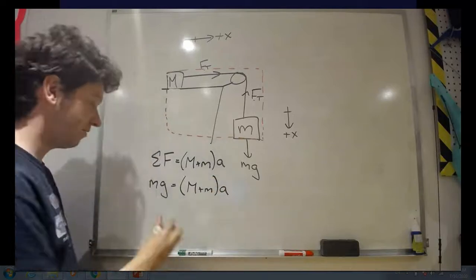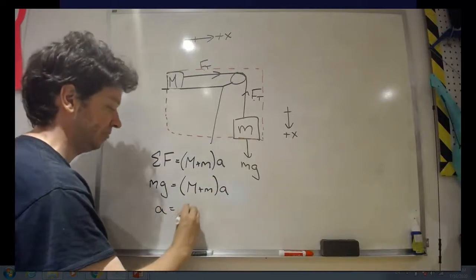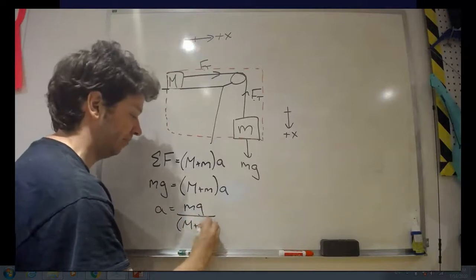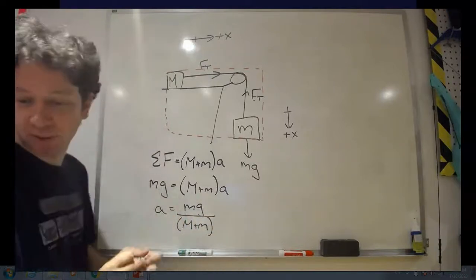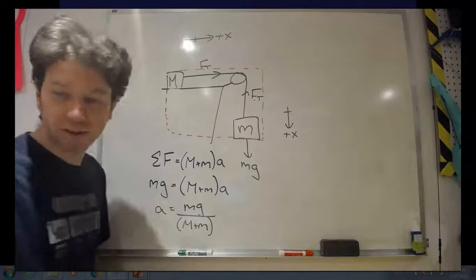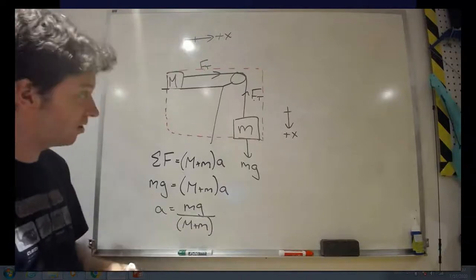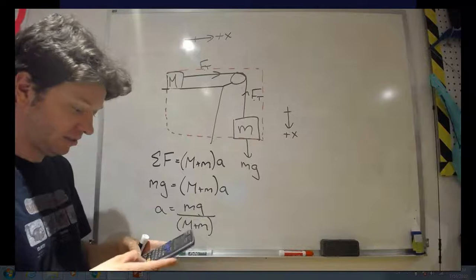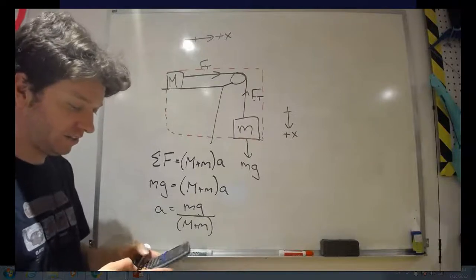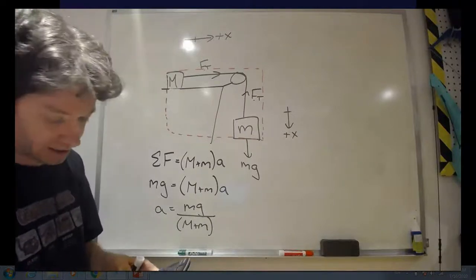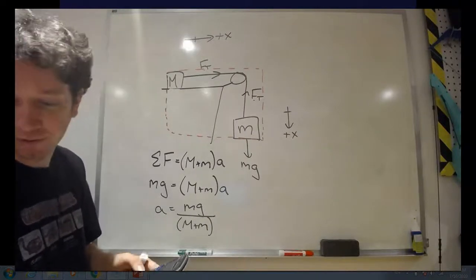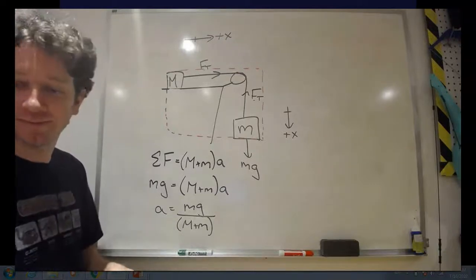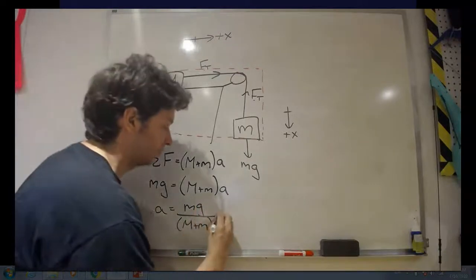And then you can solve for a. a equals mg divided by M plus m. And then we can plug in our values. So small m was 2.3 times 9.81 divided by the sum of both, 2.3 plus 3.5, which is just 3.9 meters per second squared.